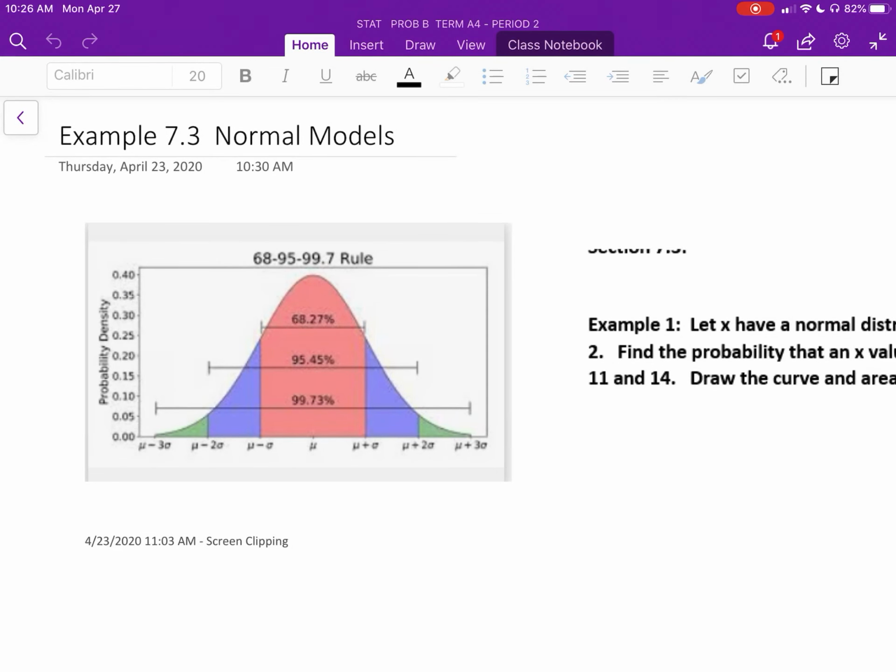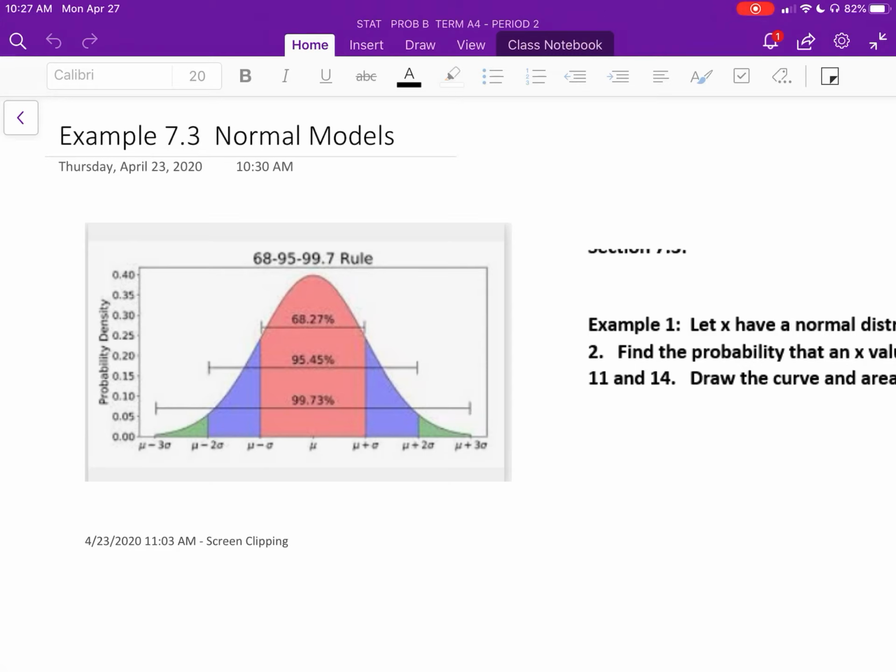Good morning. I'm sorry that it's taken me a couple of days to get these last two examples from last week's normal model discussion in chapter 7, but I'm getting them to you now.